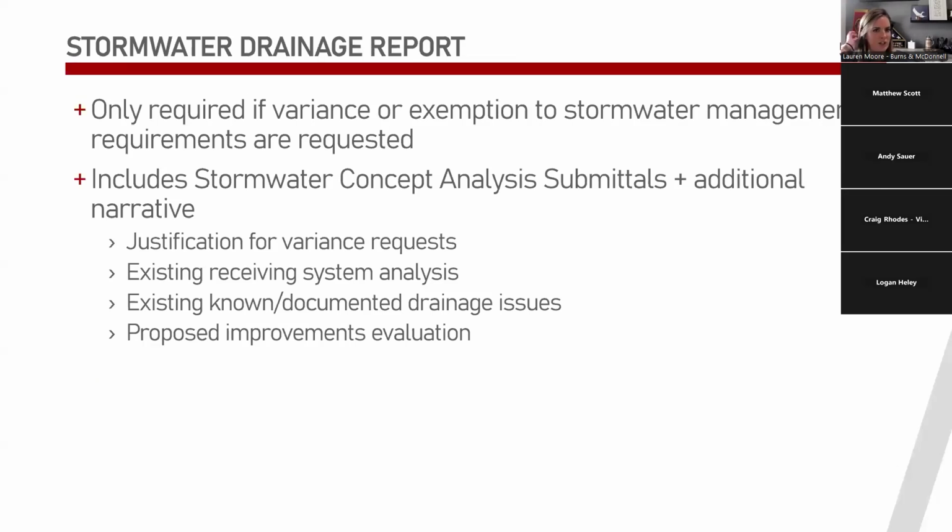So the second subsection here is a stormwater drainage report. As of now, the manual is proposing to only require a drainage report if a variance or an exemption to the stormwater management requirements is requested. So really the drainage report would include that initial concept analysis submittal plus additional narratives to justify the reason for the variances, and understanding what the existing receiving system is and the impact on that, really documenting that more from a traditional drainage report standpoint. So it outlines a proposed, basically standard section of the outline for this.